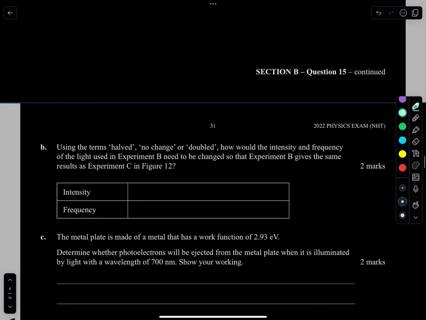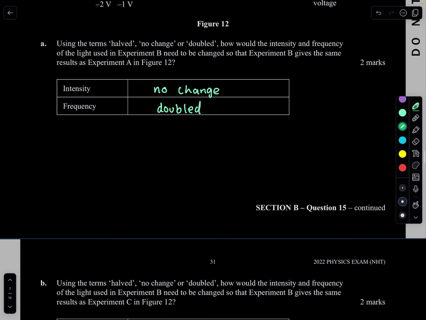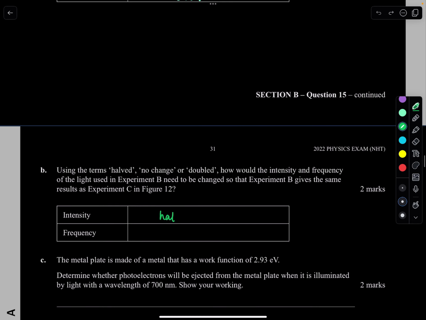Beautiful. Part B: using the terms half, no change or doubled, how would the intensity and the frequency of light used in experiment B need to be changed so that experiment B gives the same results as experiment C? So we're going from B to C. What can we see? The photocurrent has decreased, so your intensity had to be decreased, so halved.